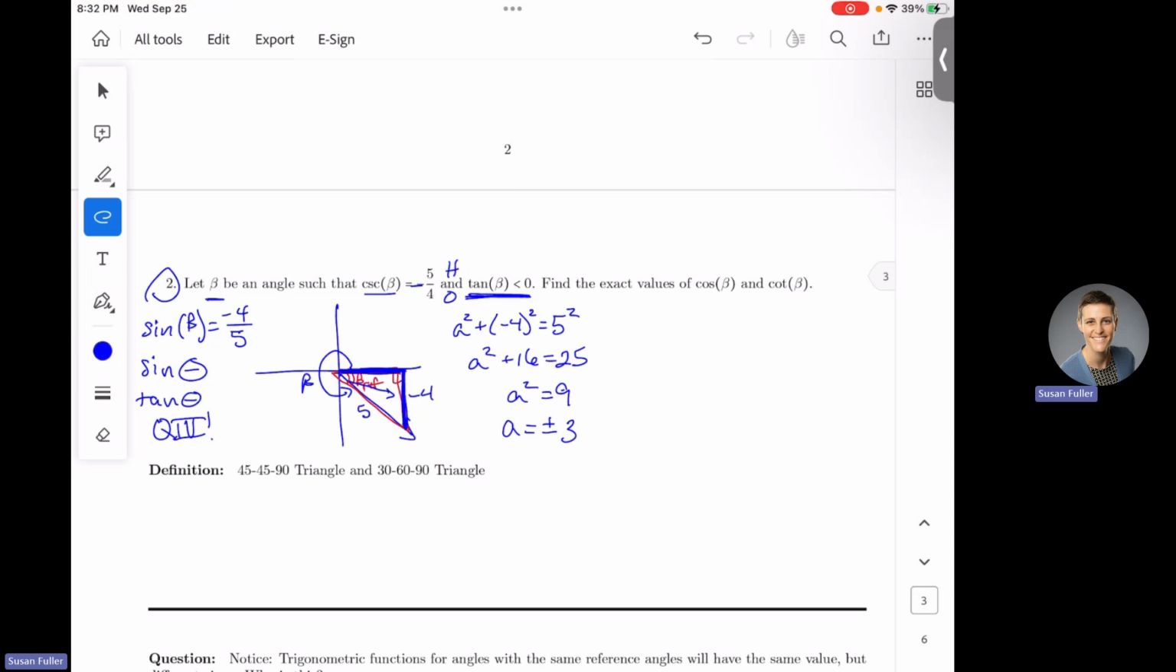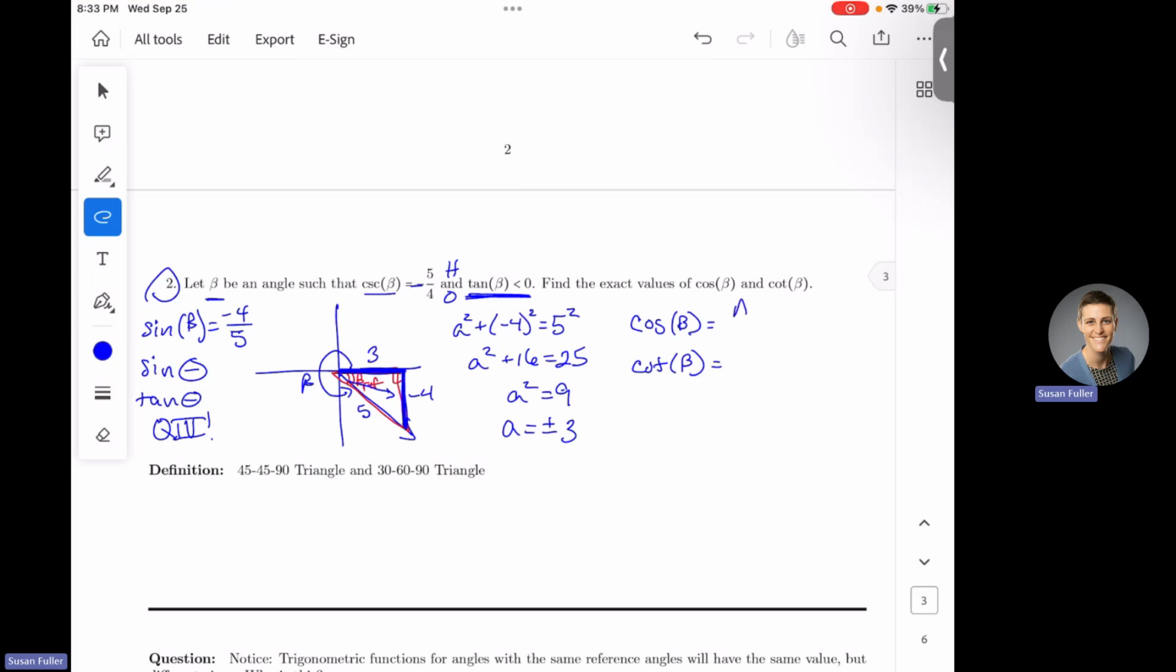So this side is along the x-axis. So is x positive or negative over here? Yep, that's where x is positive. So that side is going to be +3. Now I have my reference triangle complete, and I can find the values of cosine of beta and cotangent of beta.